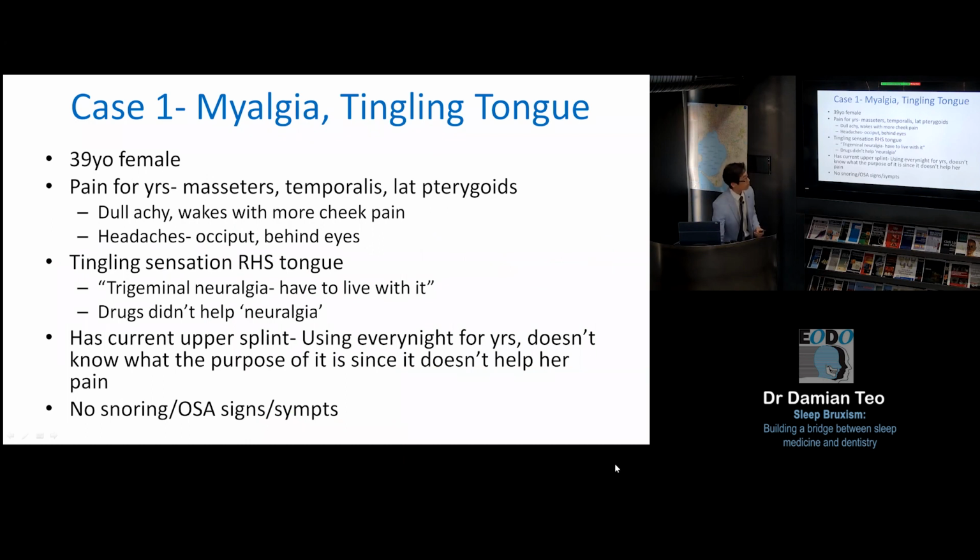So I'm just going to run through a few cases of mine as well, which will help demonstrate some of the things I do in my clinic and some of the interesting cases that you see which are normally more complex. So I do see very common myalgia pain patients, but these 3 cases I'm going to show you are a bit more complex and different than what you would normally see.